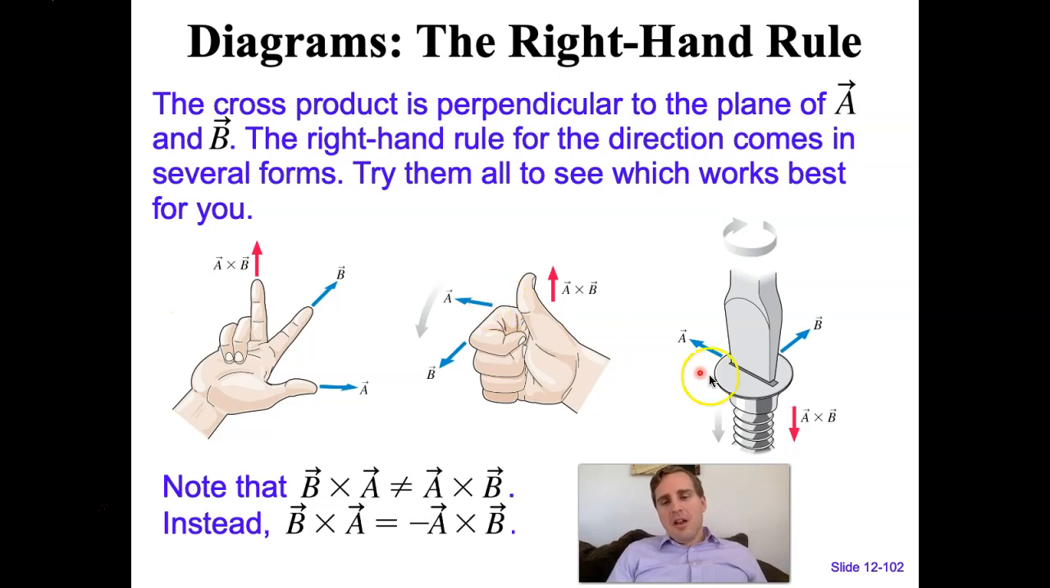Okay. But how about if you're actually rotating something? Well, if you're actually rotating something, you can imagine the way the flathead screwdriver points is vector A. The way you're rotating in towards is vector B, and then A cross B. That's very similar using the right-hand rule here. Notice that vector B cross vector A is not equal to vector A cross vector B. Again, cross products are not commutative, but at least they're opposites of each other.